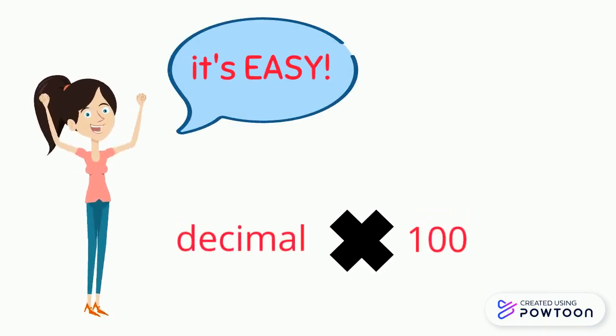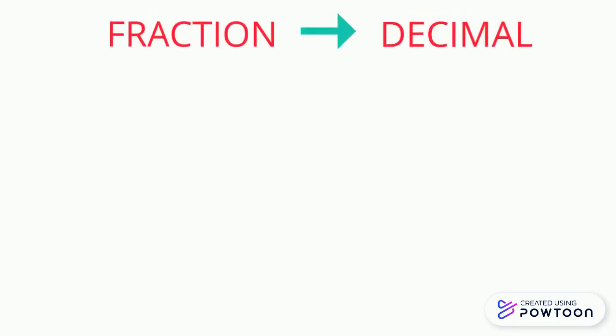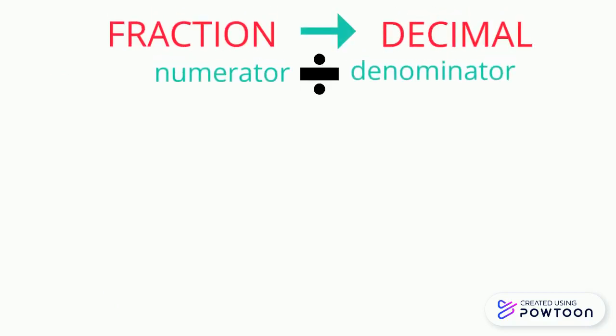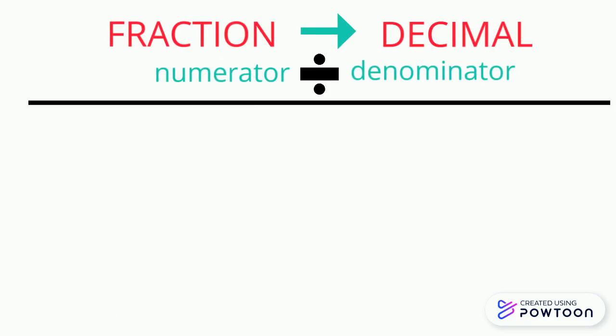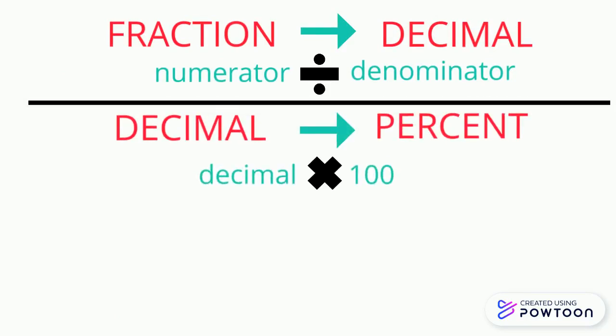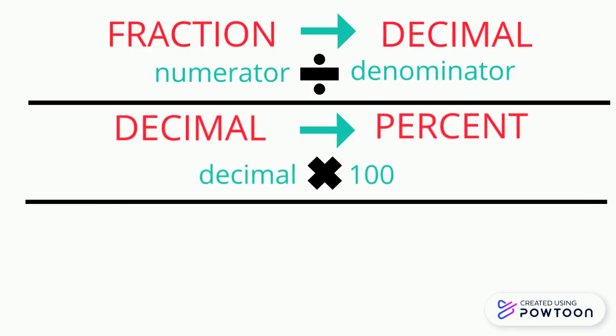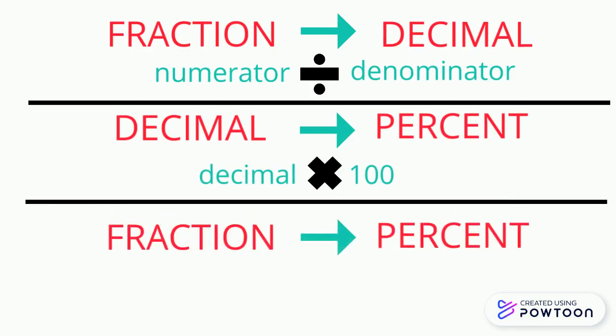So if I can convert a fraction to a decimal by dividing the numerator by the denominator, and I can change a decimal to a percent by multiplying the decimal by 100, I can change a fraction to a percent by doing both steps one after the other.